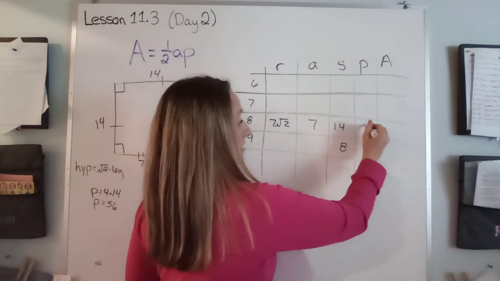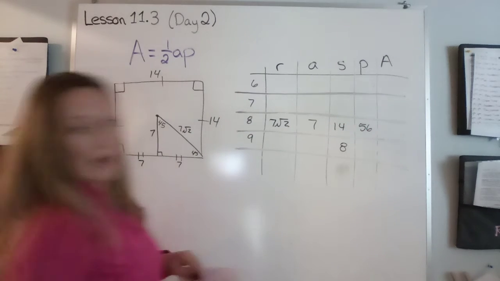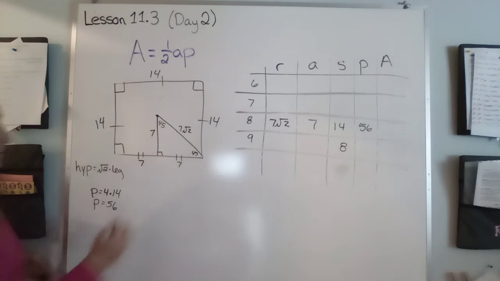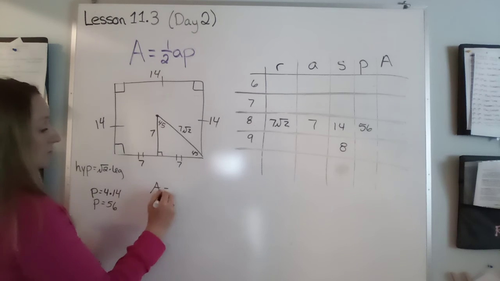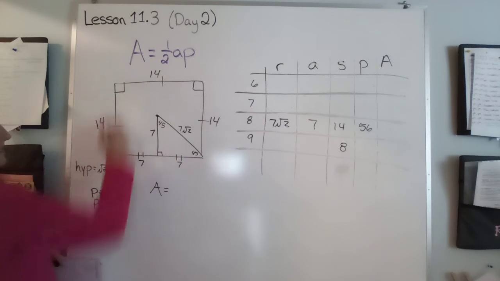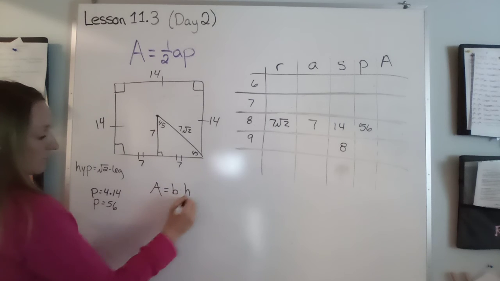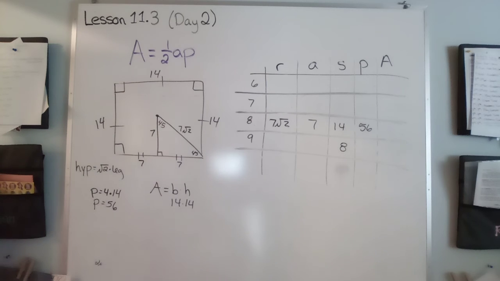Again, this part is not listed in your table. You can add it if you want. You don't have to. And the reason you don't have to is because you can find the area by doing base times height. 14 times 14, okay, to get 196.